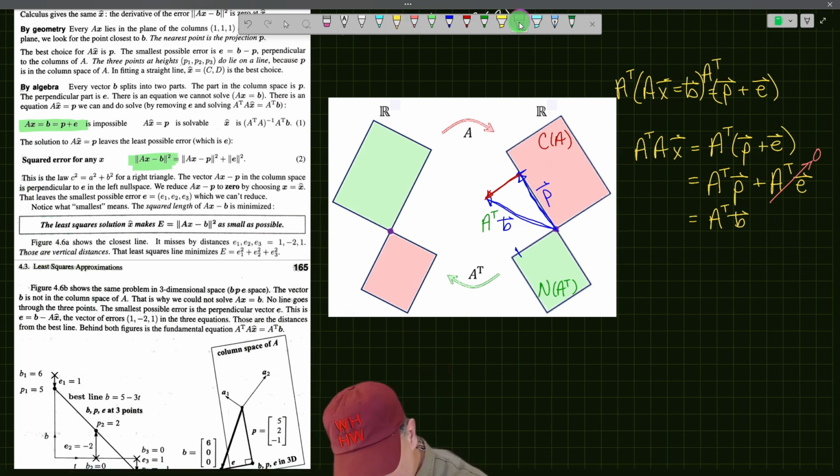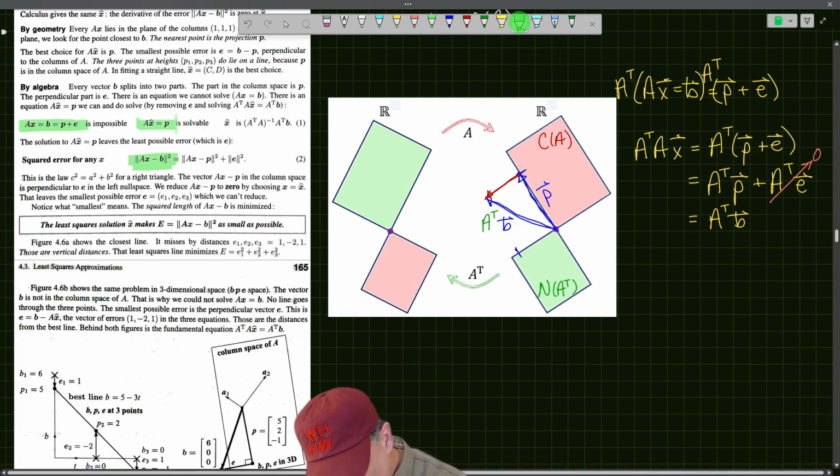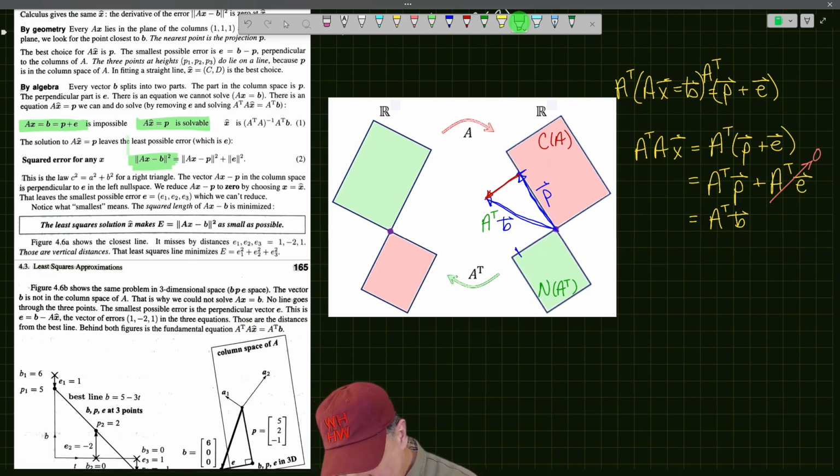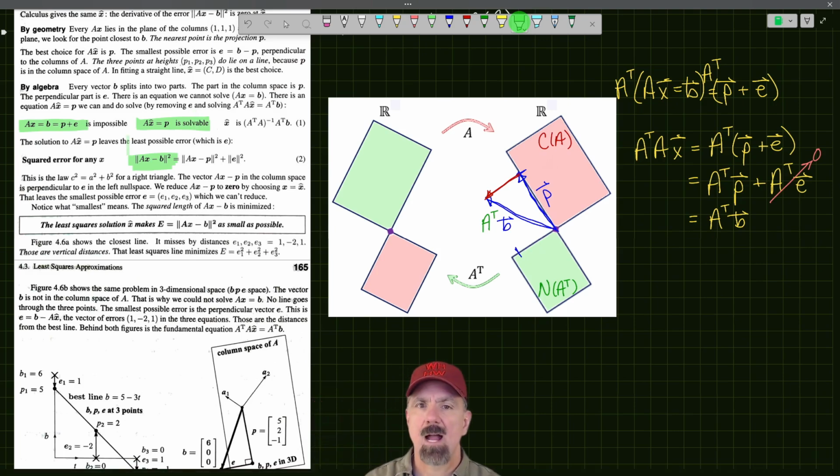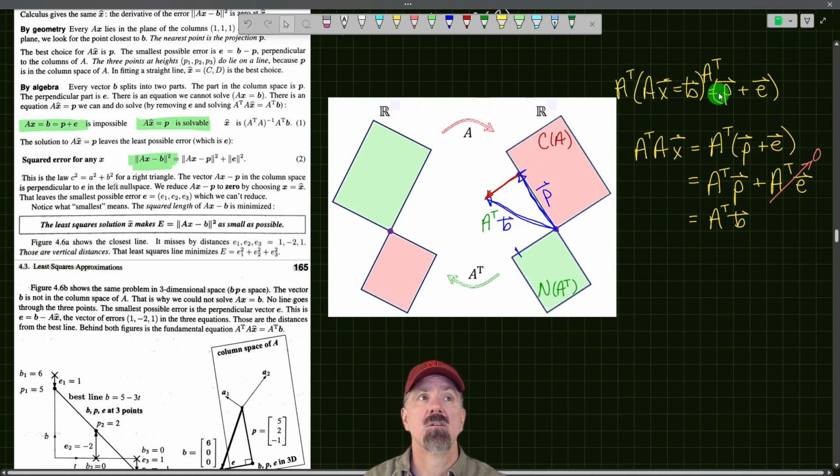And that's the comment that he's having here, right? We can solve this problem. This is the problem we want to solve. And the way in which we can get there is by applying A transpose to both sides of our equation. Because A transpose applied to B is the same as A transpose applied to the projection.